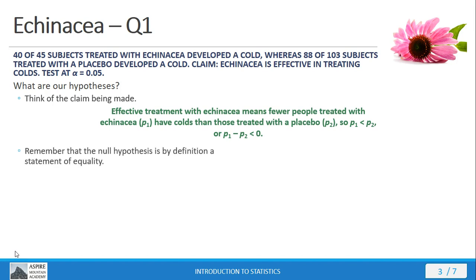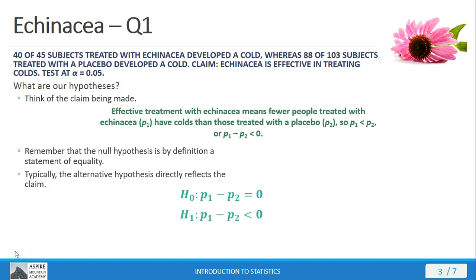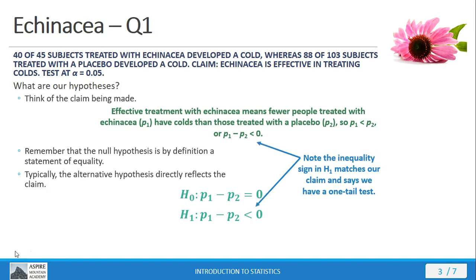As always, the null hypothesis is a statement of equality. So notice we take our population parameters and we just write them out as we did with the claim, but now we're going to set it equal to 0. The alternative hypothesis typically reflects the claim, provided there's no semblance of equality in the claim. So look at the claim, and there is no semblance of equality there, so we can just adopt that as our alternative hypothesis. So notice that we're going to have a one-tailed test on the left, because that inequality sign is like an arrow pointing to the left. So we have a one-tailed test on the left.